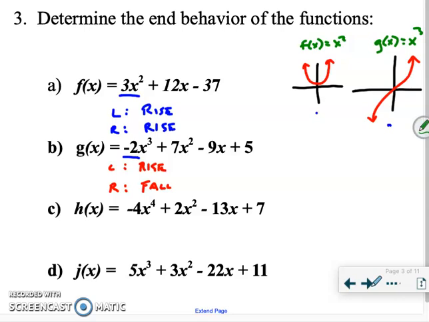Part C, again, I'm noticing negative 4x to the fourth, in function h. So again, the first thing we care about completely is the fact that the degree is 4, which is even. So we're thinking more parabolic in terms of my overall sketch. We know that anytime the degree is even, your two ends are going to be going in the exact same direction. In this particular case, with that lead coefficient being negative, that means that they've reflected and they're both falling or going downward. So again, both on the fall.